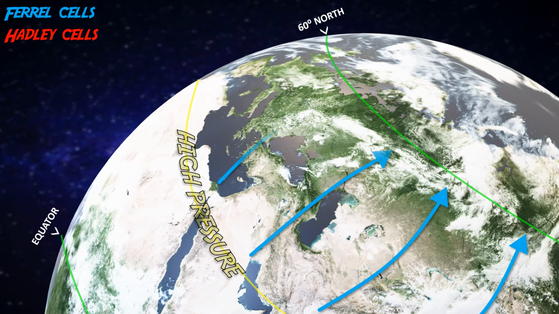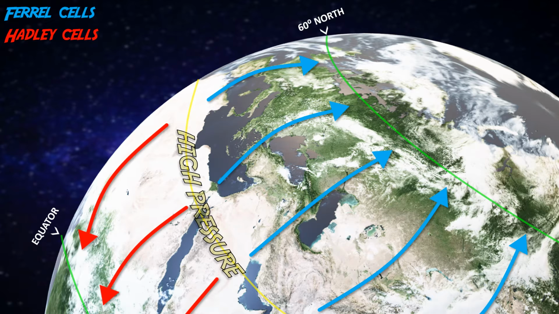The Ferrel cells want to move the warm air to 60 degrees north, and the Hadley cells want to move the warm air to 0 degrees along the equator. Given that Sirocco winds are a weather event originating in North Africa and blowing across the Mediterranean Sea to southern Europe, we will only focus on the Ferrel cells.